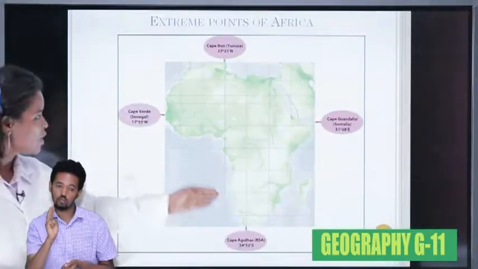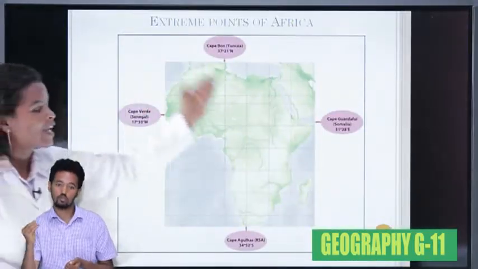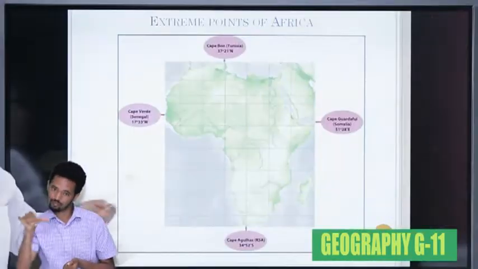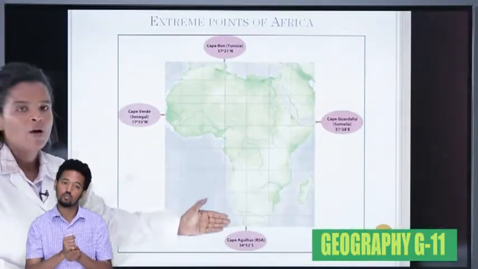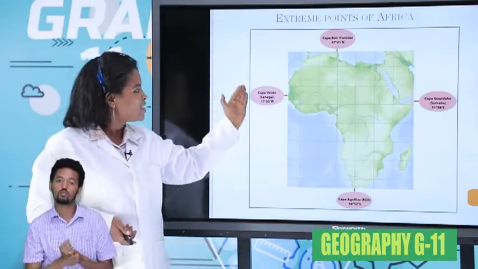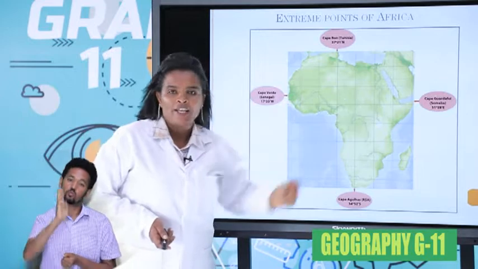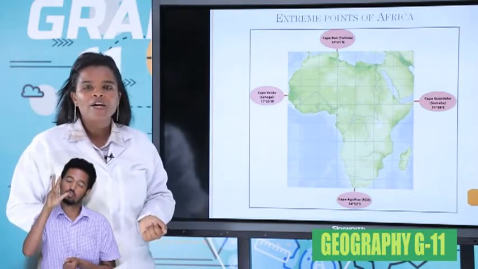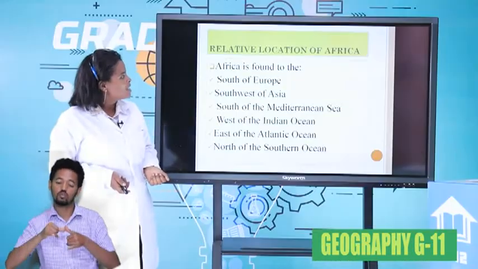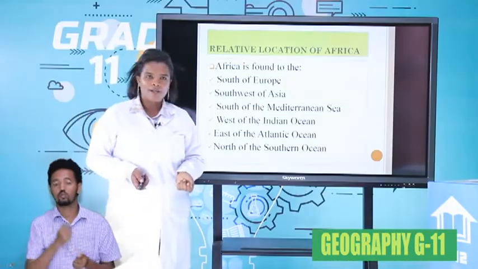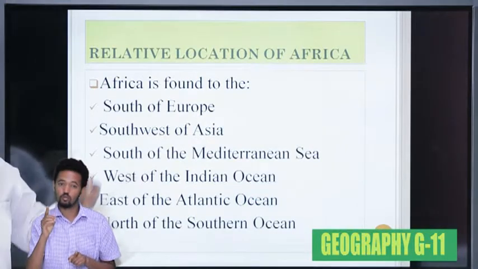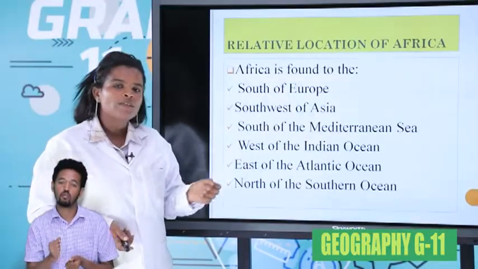The north-south and west-east extent of Africa are almost similar. The distance from north to south is 8,000 kilometers. The distance from west to east is 7,516 kilometers.